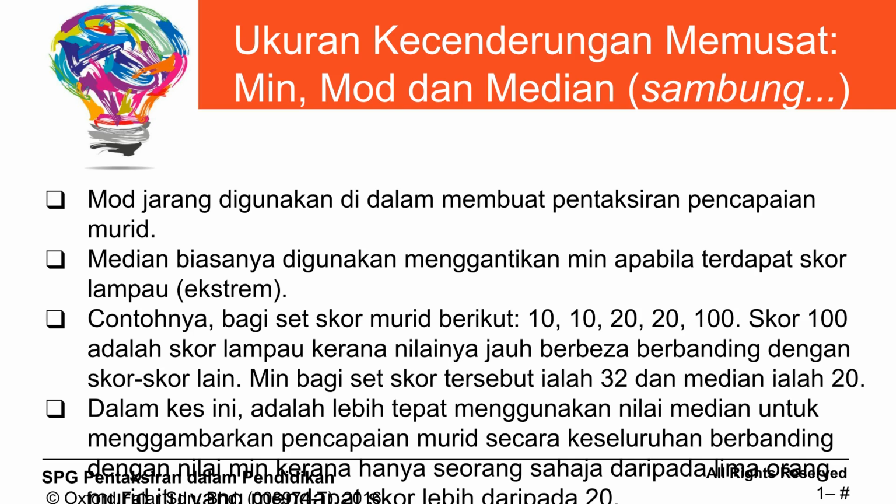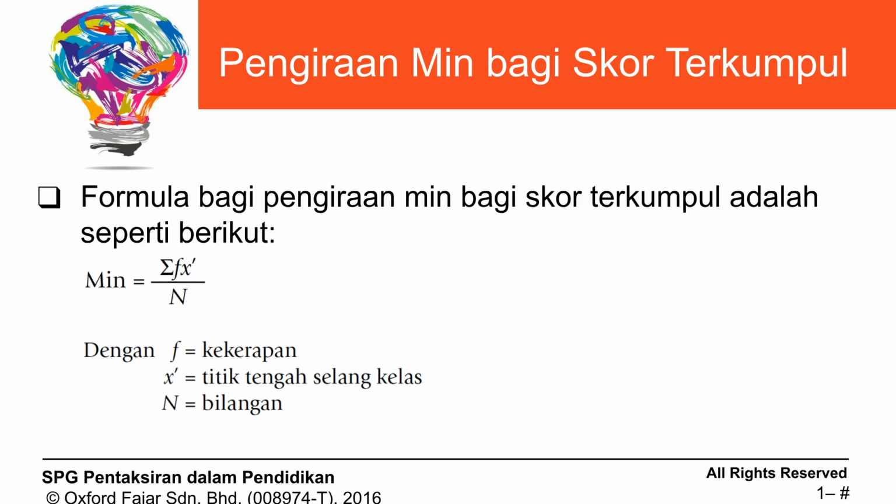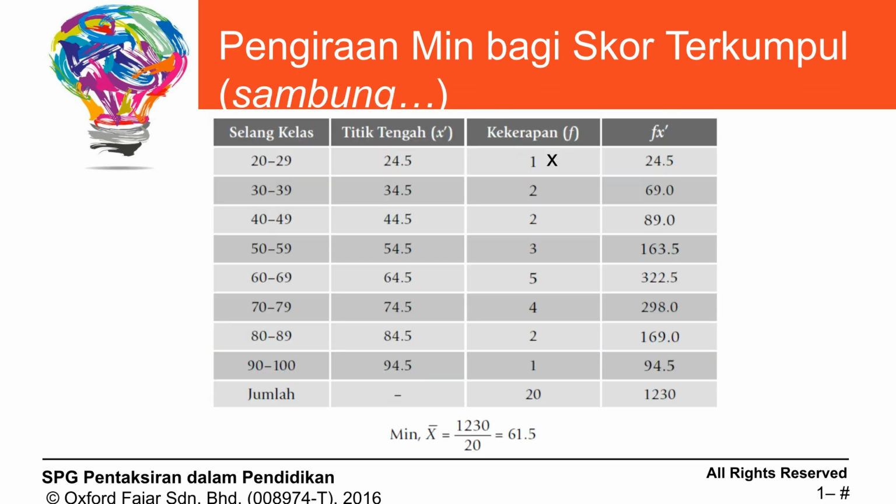achievement in such cases. The formula for calculating the mean of grouped scores is Σfx/n, where f is the frequency, x is the class interval midpoint, and n is the number of scores. This table illustrates the process of calculating the mean for grouped scores, including class intervals, frequency, class midpoints, x, and the product of frequency and midpoint, fx.